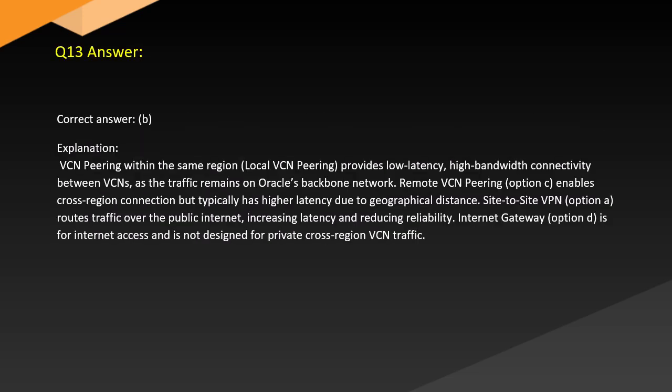Answer. Correct answer, B. Explanation. VCN peering within the same region, local VCN peering, provides low latency, high bandwidth connectivity between VCNs as the traffic remains on Oracle's backbone network. Remote VCN peering, option C, enables cross-region connection but typically has higher latency due to geographical distance. Site-to-site VPN, option A, routes traffic over the public internet, increasing latency and reducing reliability. Internet Gateway, option D, is for internet access and is not designed for private cross-region VCN traffic.